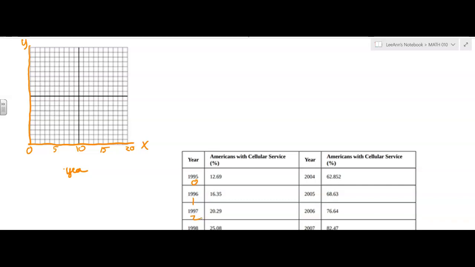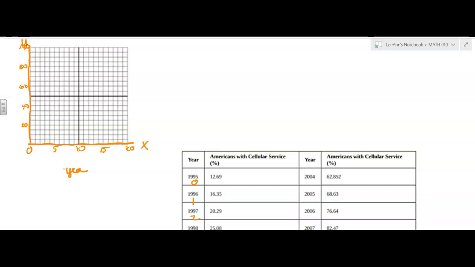Let's see. And then it looks like on our percentages, we start out at 12, but the last one in 2012 is like 98%, so pretty high. So I'm going to count by fives. So 5, 10, 15, 20, 25, 30, 35, 40, 45, 50, 55, 60, 65, 70, 75, 80, and then 85, 90, 95, 100 up here at the top. Okay, so we're not going to have more than 100%.